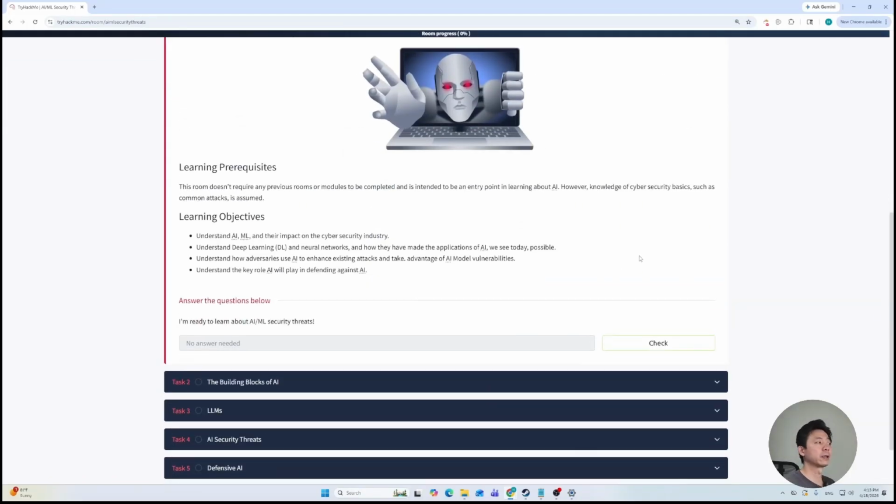The learning objectives: understand AI, machine learning, and their impact on the cybersecurity industry; understand deep learning and neural networks, and how they have made the applications of AI, as we see it today, possible. We also understand how adversaries use AI to enhance existing attacks and take advantage of model vulnerabilities. And last, we're going to understand the key role AI will play in defending against AI.